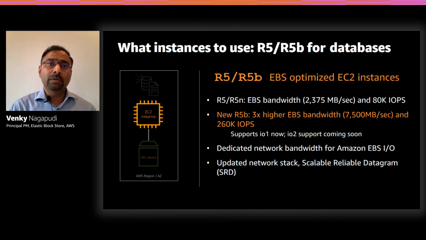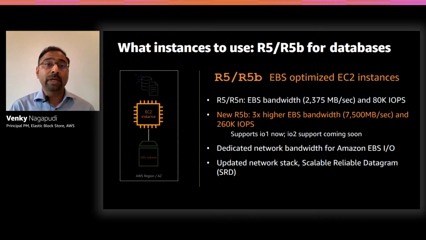We recommend that you use the R5 or the R5B EC2 instance, which has optimization for EBS bandwidth. Now, R5B is a new instance we just introduced. It provides you with 260K IOPS and 7.5 gigabytes per second. And importantly, it'll give you the consistently low latency that you need.